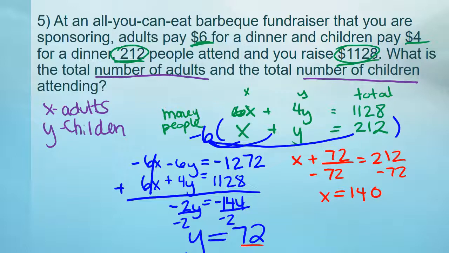Now am I done? Not enough. I need to see labels. So my X was 140 adults and my Y was 72 children. That's how many number of adults, number of children attended. So make sure you answer that question and use your labels.